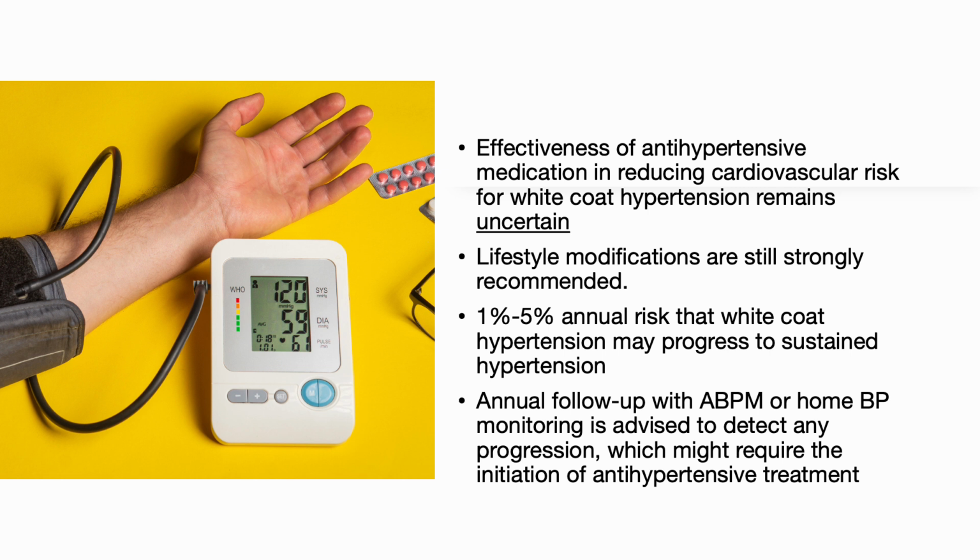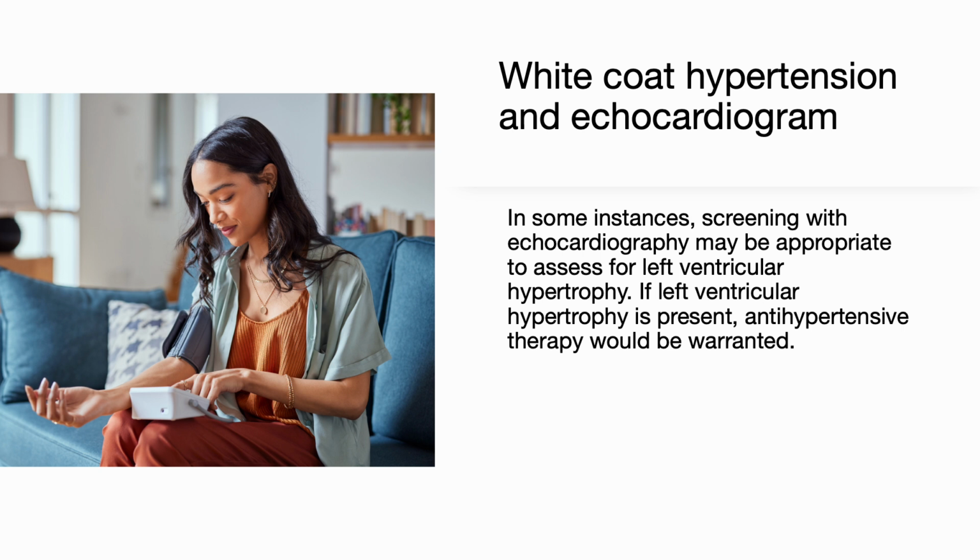There is a 1% to 5% annual risk that white coat hypertension may progress to sustained hypertension. As a result, annual follow-up with an ABPM or home BP monitoring is advised to detect any progression which might require the start of antihypertensive treatment. In some instances, screening with echocardiography may be appropriate to assess for left ventricular hypertrophy in patients with white coat hypertension. If left ventricular hypertrophy is present, blood pressure management should be considered.